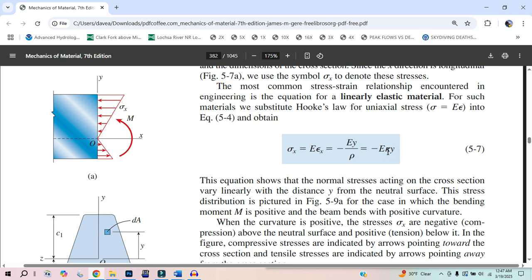The curvature is positive, y is negative. So I'm going to have negative, negative, and that's going to be a positive number. Positive stress is going to be tension. So it's always good to just kind of keep up on the sign convention. And again, I think we talked about that. If this is the x direction, y is vertical, and we're saying that this is a positive curvature, that means that rho is going to be a positive number when we do have this shape.